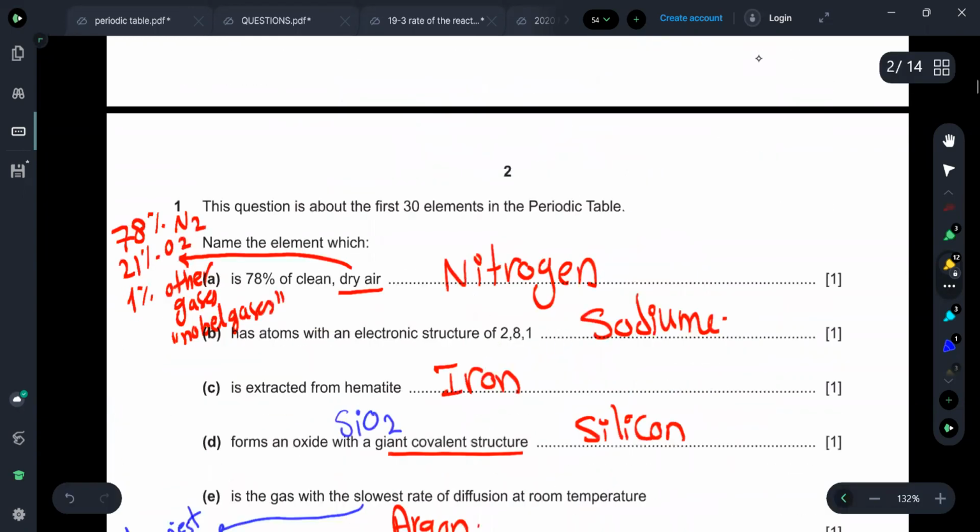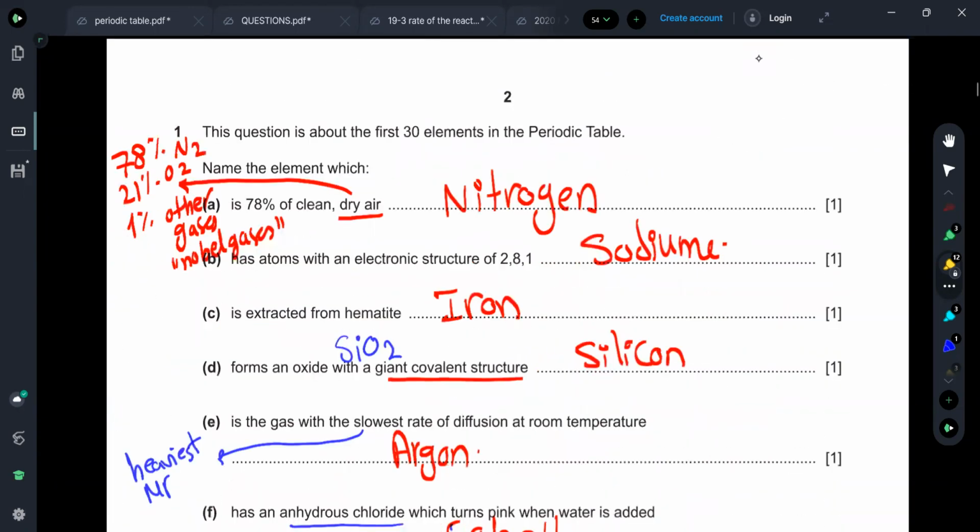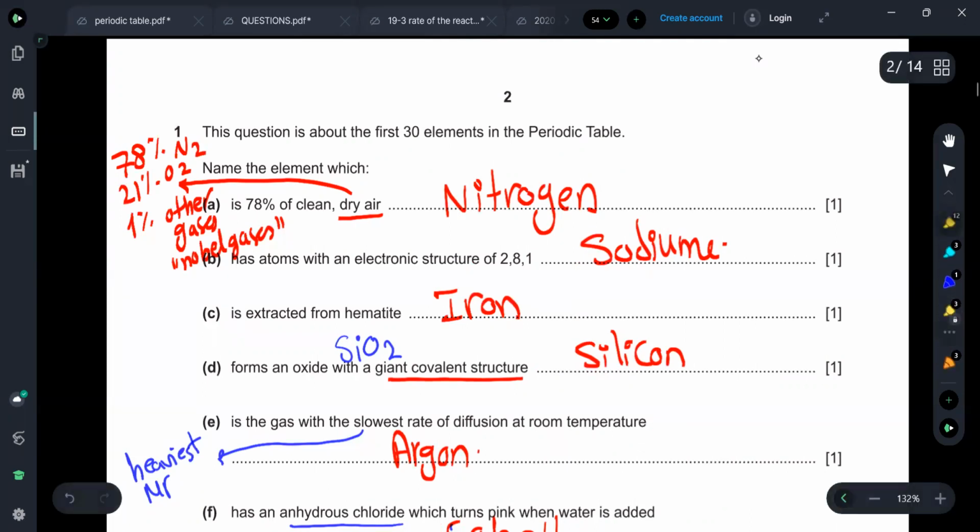Question number 1. This question is about the first 30 elements in the periodic table. Name the element which is 78% of clean, dry air. It is nitrogen. Clean, dry air composition is 78% nitrogen, 21% oxygen, and 1% other gases, mainly noble gases, especially argon.